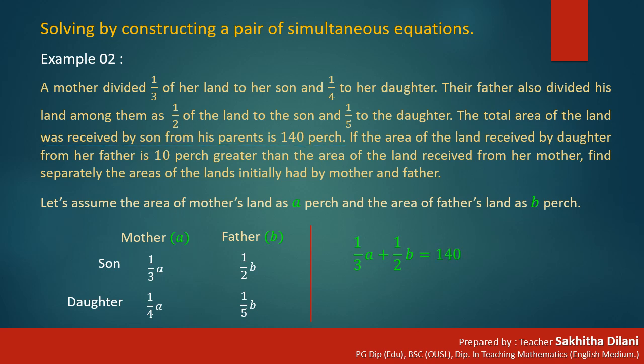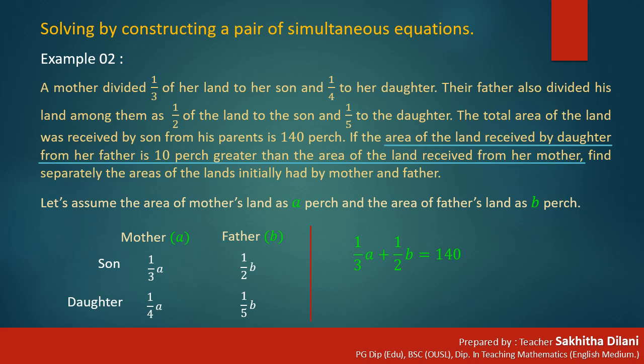Yet, it gives another data. That is, the area of the land received by the daughter from her father is 10 perch greater than the area of the land received from her mother. 10 perch means the difference of the areas received by the daughter from her parents. The other equation can be constructed by using it.